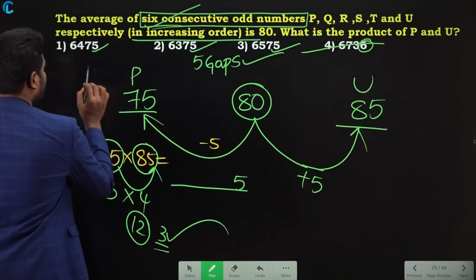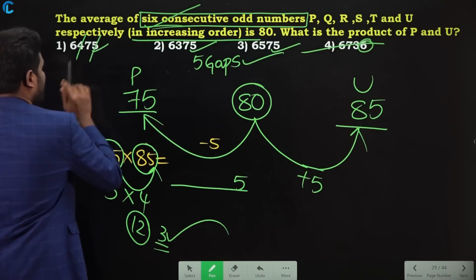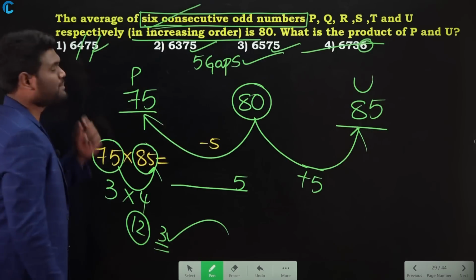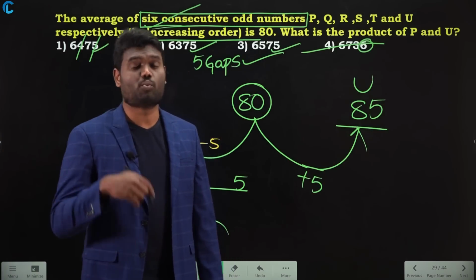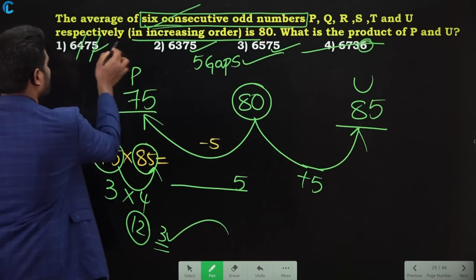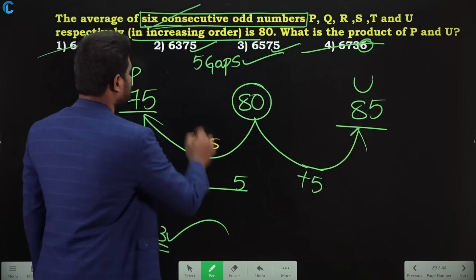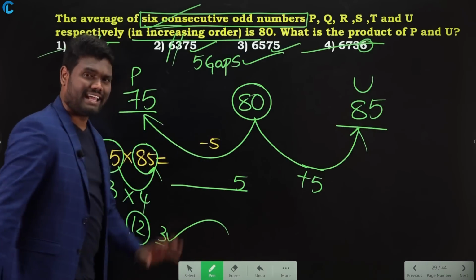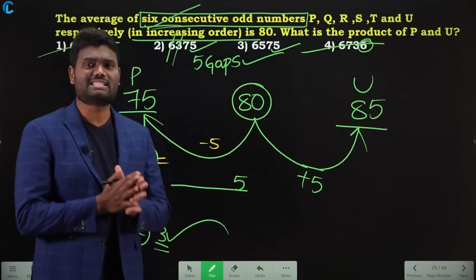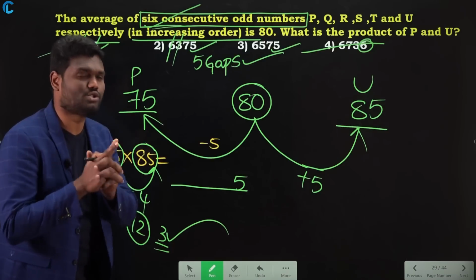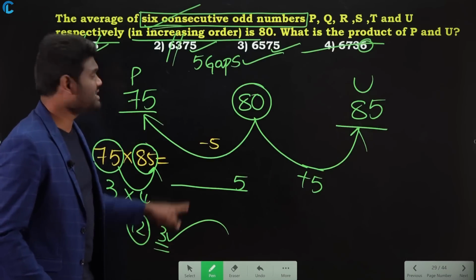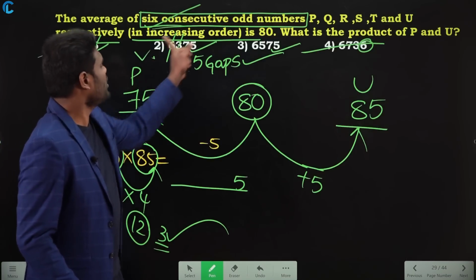Look here, the option's digital sum should be 3. 4 plus 5 is 9. Keep it aside. Next, 6 plus 7 is 13. 13 means 1 plus 3, 4. Now this is a wrong answer. Next, 6 plus 3 is 9. Keep it aside. 7 plus 5 is 12. 12 means 1 plus 2, 3. My digital sum for the question is 3. The answer is also 3. So this is going to be your answer.